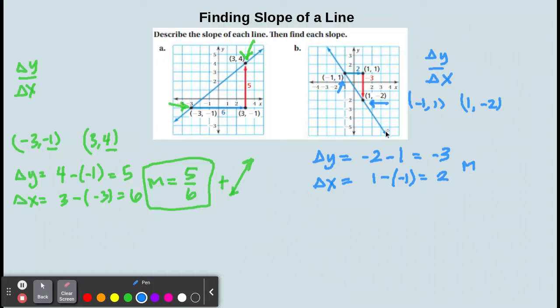So our m for this line, our slope, is -3/2. That means we're going to go down 3 over 2, down 3 over 2, right? It's important to note that this one has a negative slope, and the line actually looks like this. Okay? Positive, negative.